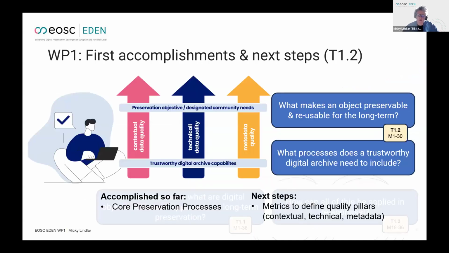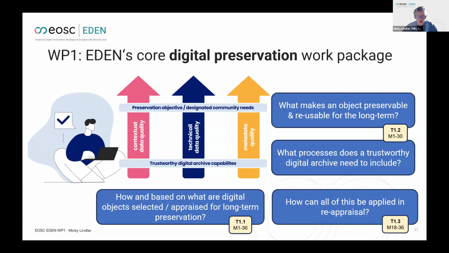For task 1.2, what we have accomplished so far are the core preservation process descriptions, which you will hear a lot about in a minute. And the next steps for task 1.2 are to look at metrics that actually look at the quality pillars and define quality for the contextual layer, the technical layer, and the metadata layer. And task 1.3, the last task in Work Package 1, will not kick off until the middle of next year. So I'm sure that you will be hearing much of us in the future.